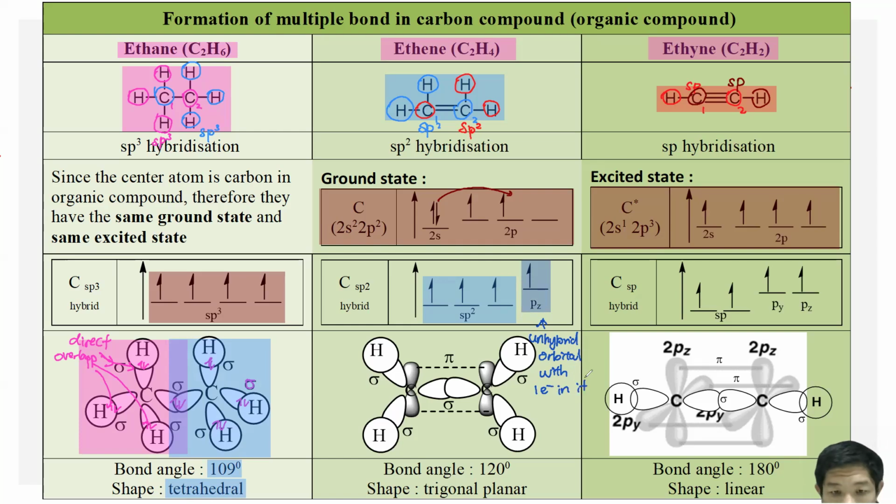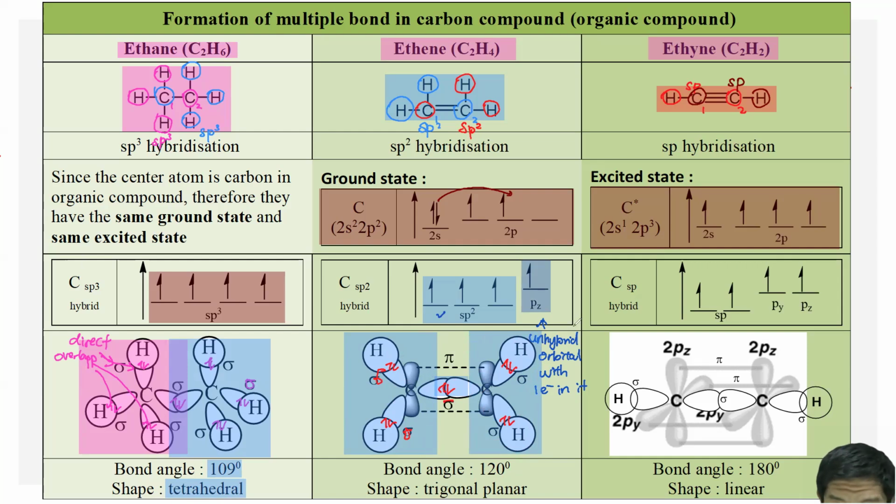Okay, so the ones that undergo sp2 hybridization will undergo direct overlapping, as you can see here. So they will form a sigma bond here. You have a sigma bond between the carbons. This is going to be labeled as a sigma bond. This is going to be labeled as a sigma bond. This is also going to be labeled as a sigma bond. So sigma goes to this, and this.